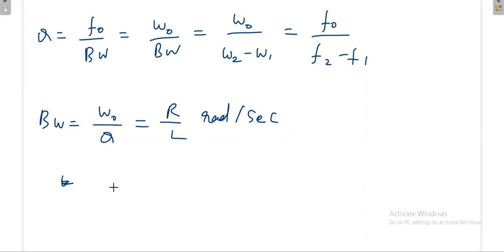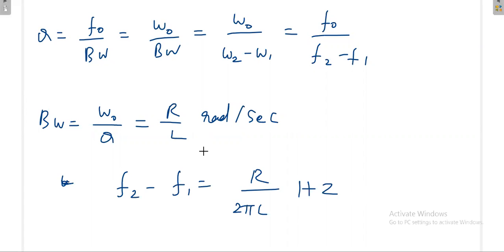So how can we write it differently? Because if it is in radian per second, I can also write it in f2 minus f1 format. There, instead of L I will put 2 pi L, because the 2 pi comes from here. That time I can write in terms of hertz. Then this omega naught, most of the time, is equal to the geometric mean of omega 1 and omega 2. It is not necessarily true always, but most of the time omega naught is equal to square root of omega 1 times omega 2.